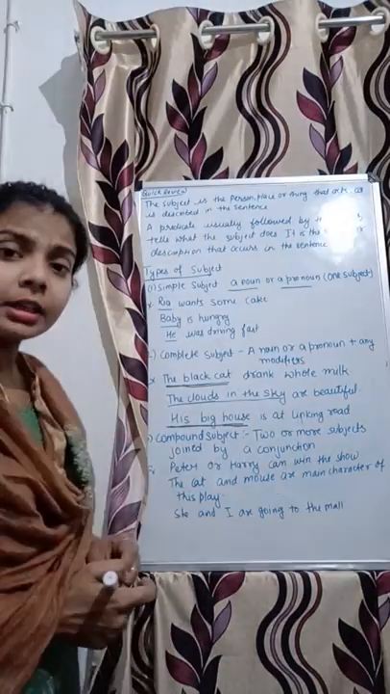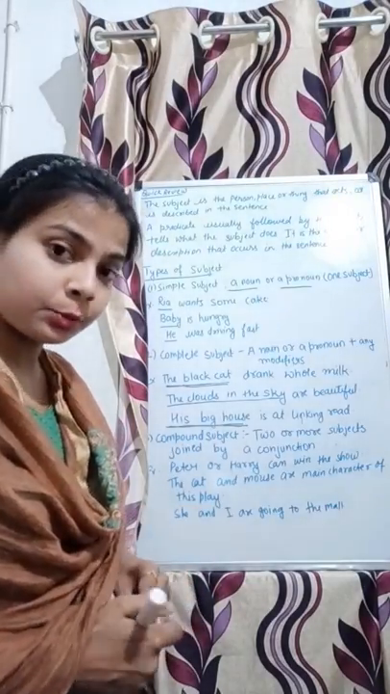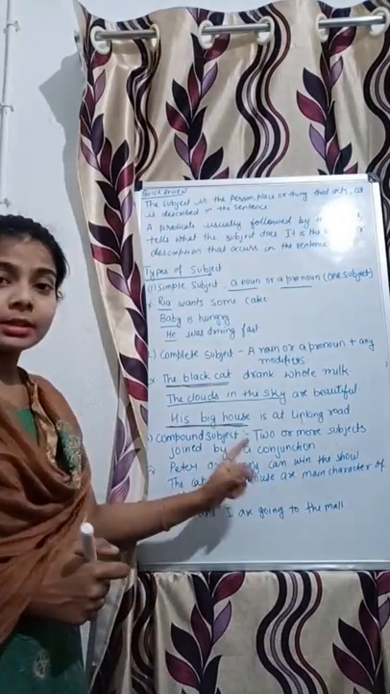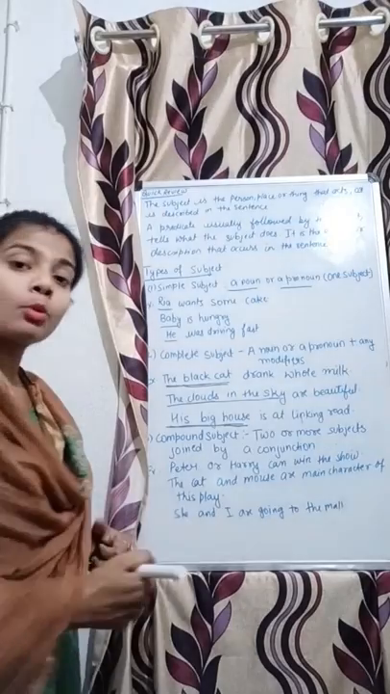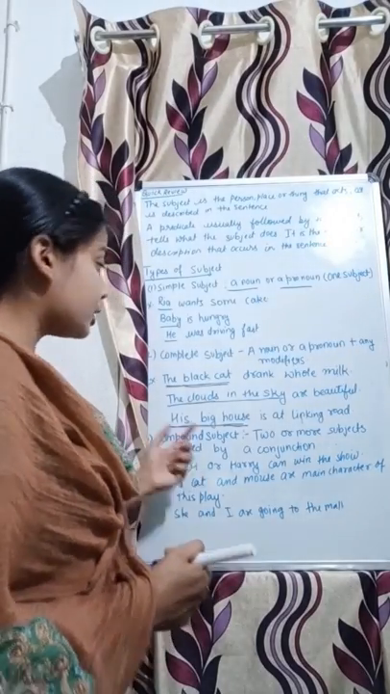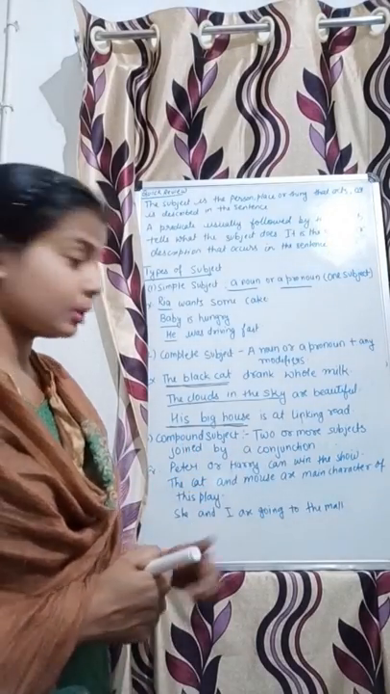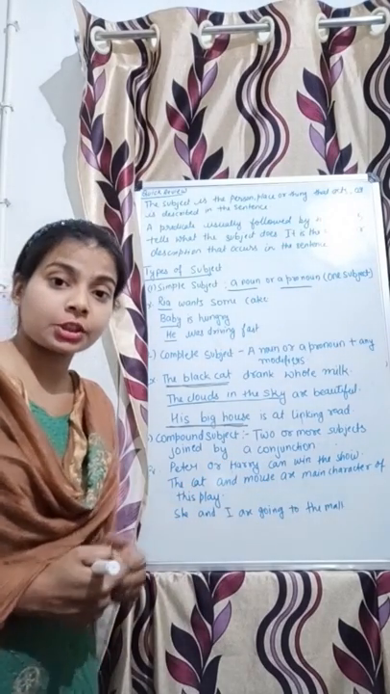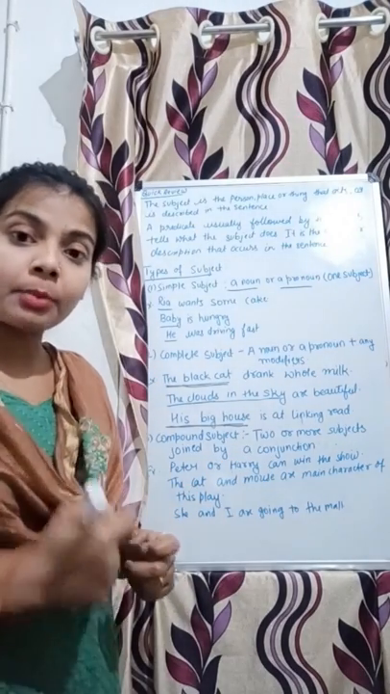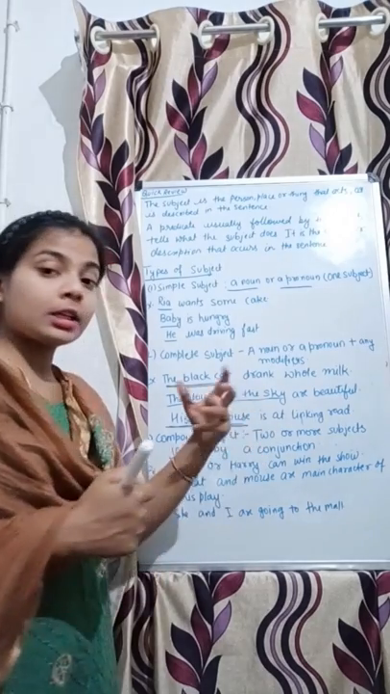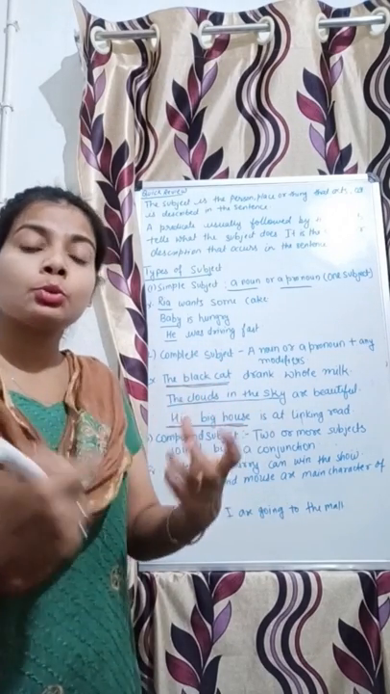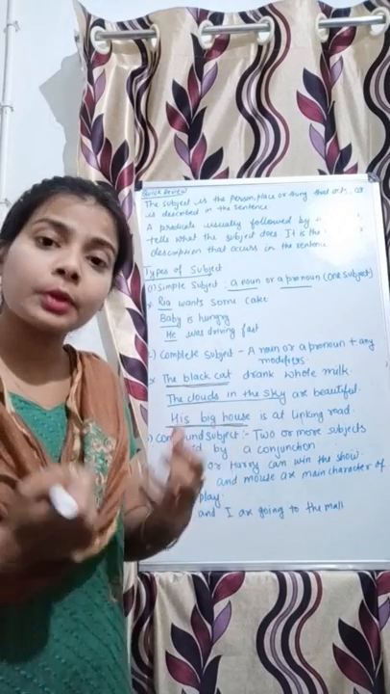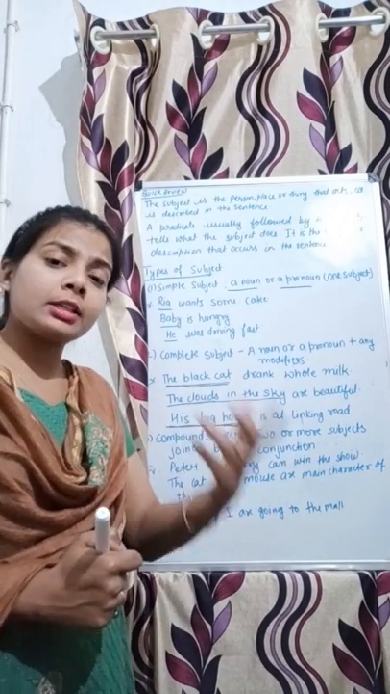Now the third and the last type of subject is called compound subject. Now what is compound subject? When there are two or more subjects in a sentence joined by a conjunction. Now first of all, understand what a conjunction is. A conjunction is a part of speech which is used as a linking word. It joins two nouns. Simply understand, it joins two names.